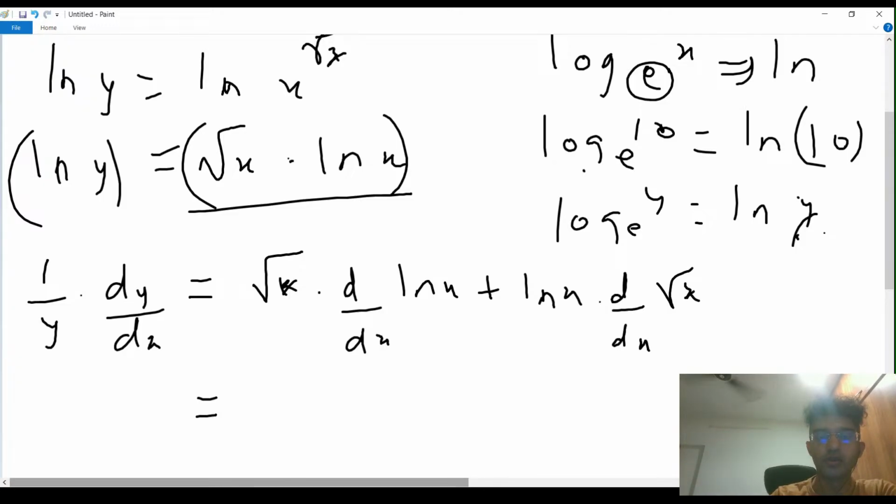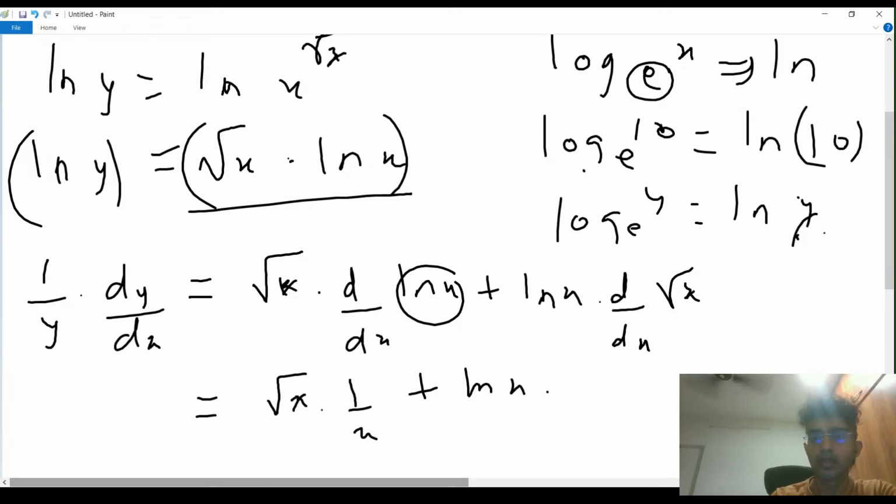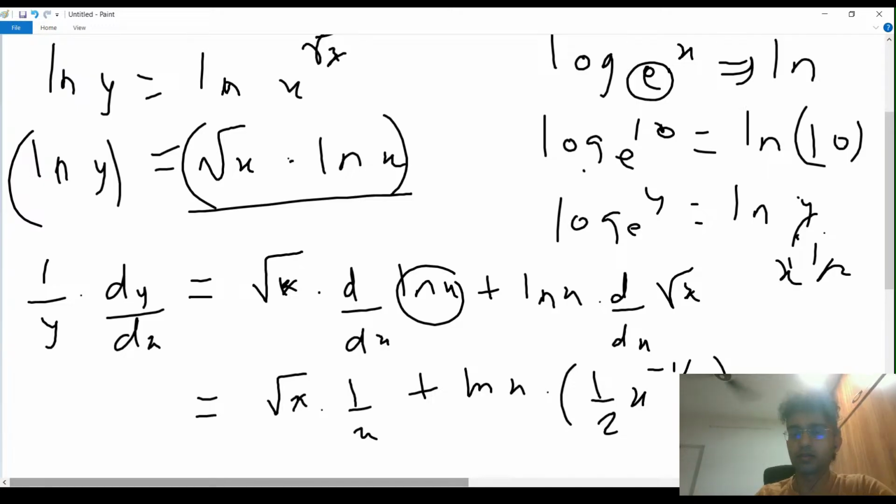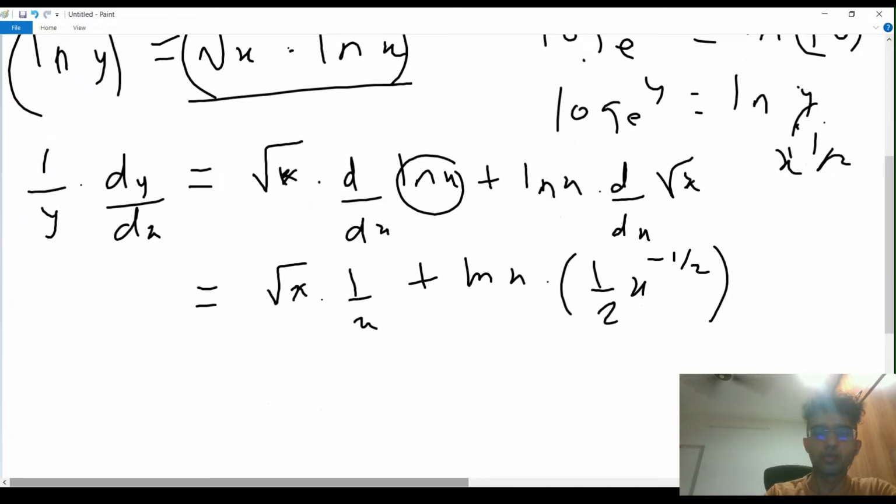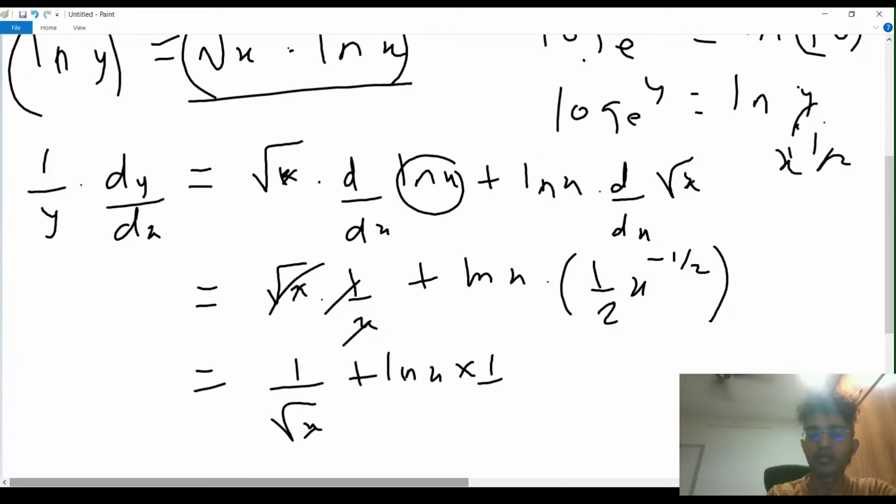This equals root x into 1 by x, right? D by dx of ln x is 1 by x, right? Plus ln of x into, what is d by dx of root x? Root x means basically x raised to half, right? Ln of x into half x raised to half minus 1, which is minus half, which is basically 1 by x raised to half. So what does this become? This becomes 1 by root x plus ln of x into 1 by 2 into 1 by root x, right?